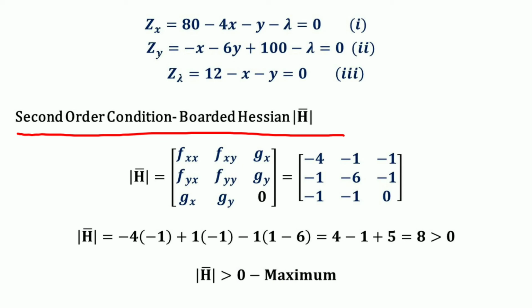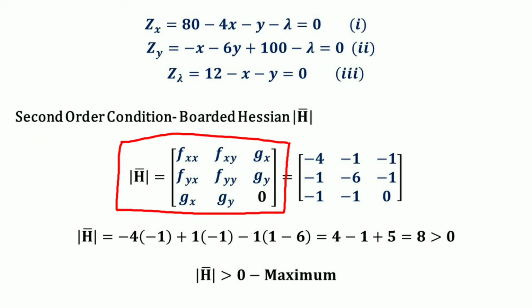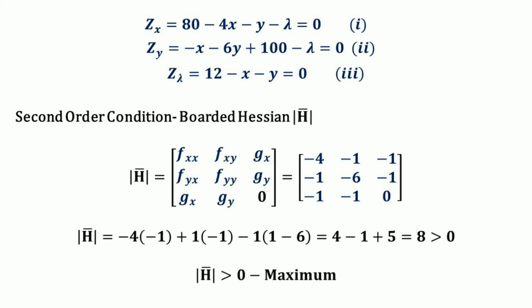We want to check the second order condition, that is the bordered Hessian, which we have already explained, using all these second order partial derivatives. So here f of xx is minus 4, f of xy is minus 1, and g of x, which is the first derivative of the constraint with respect to x, is minus 1.